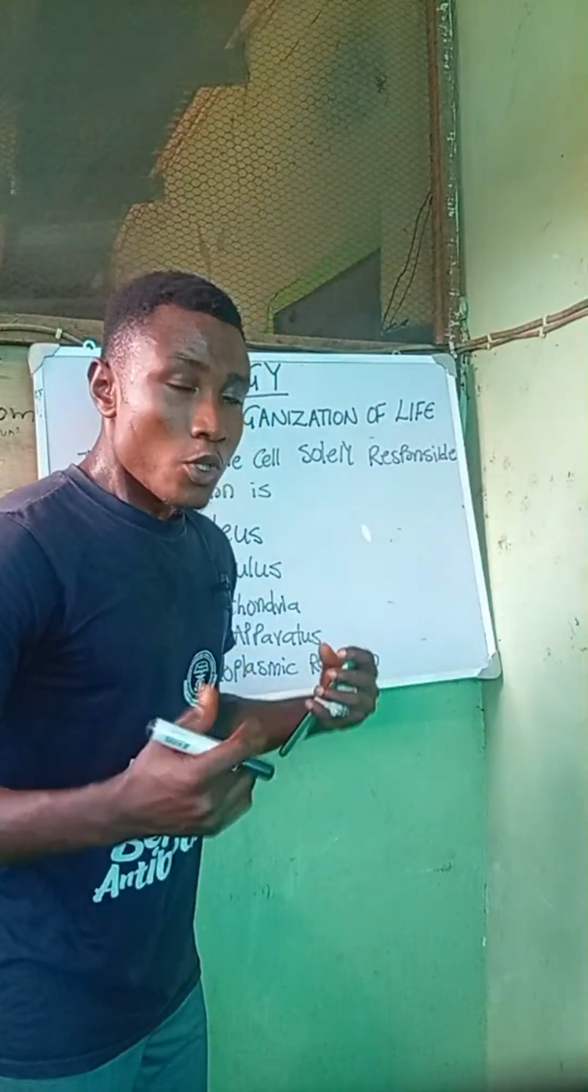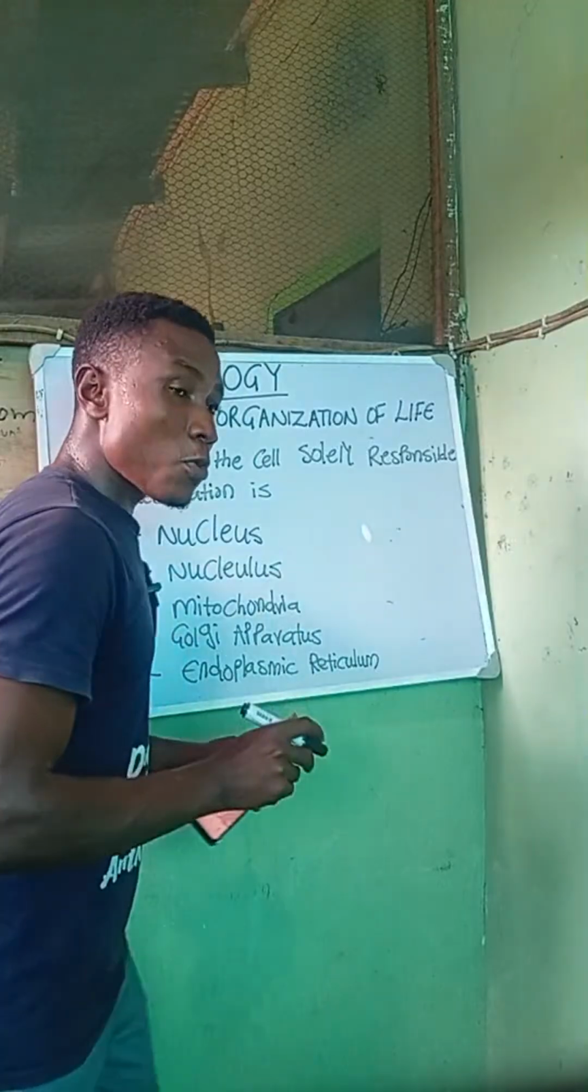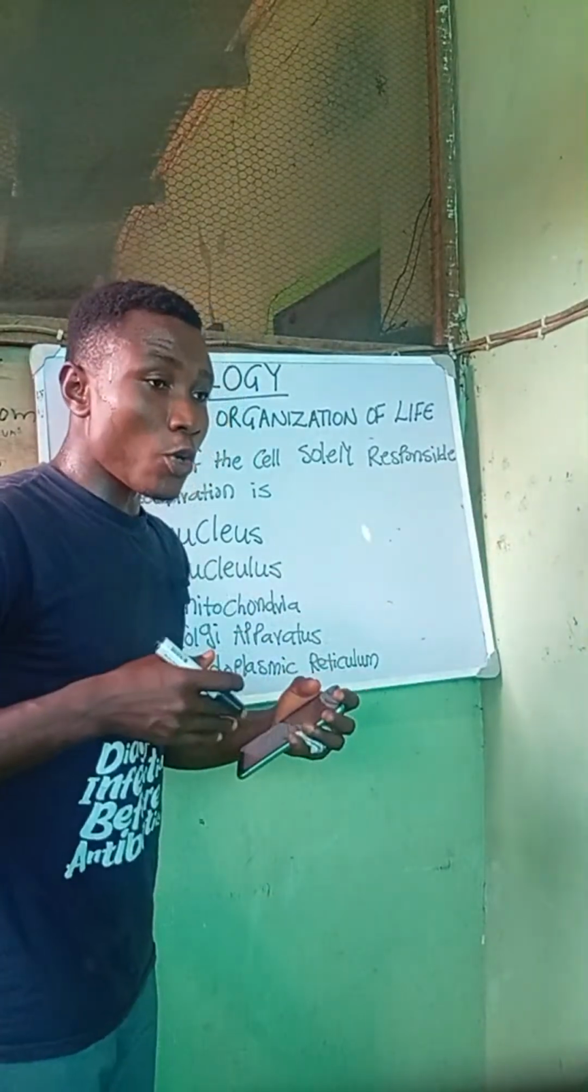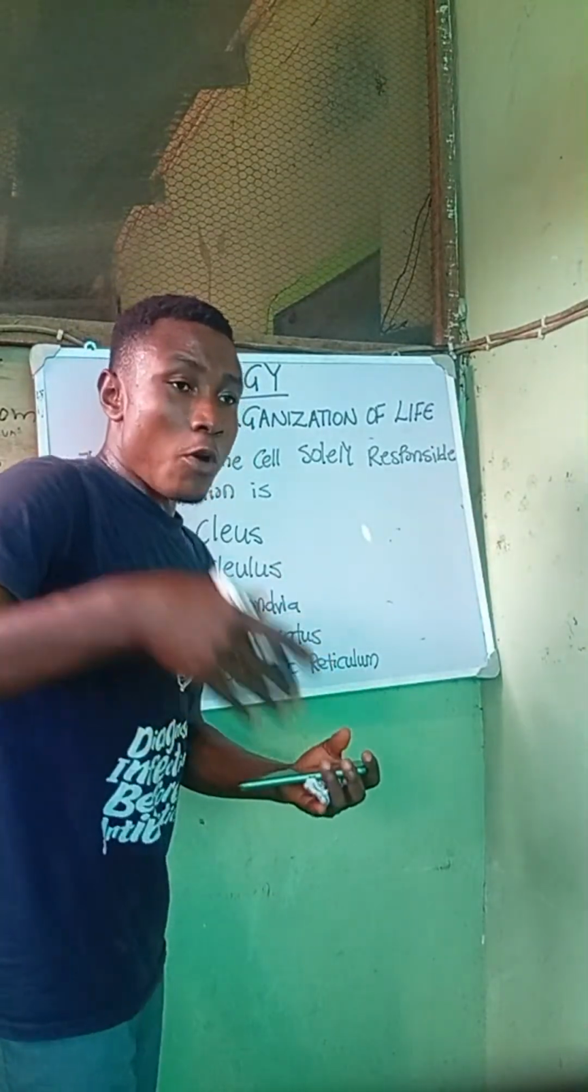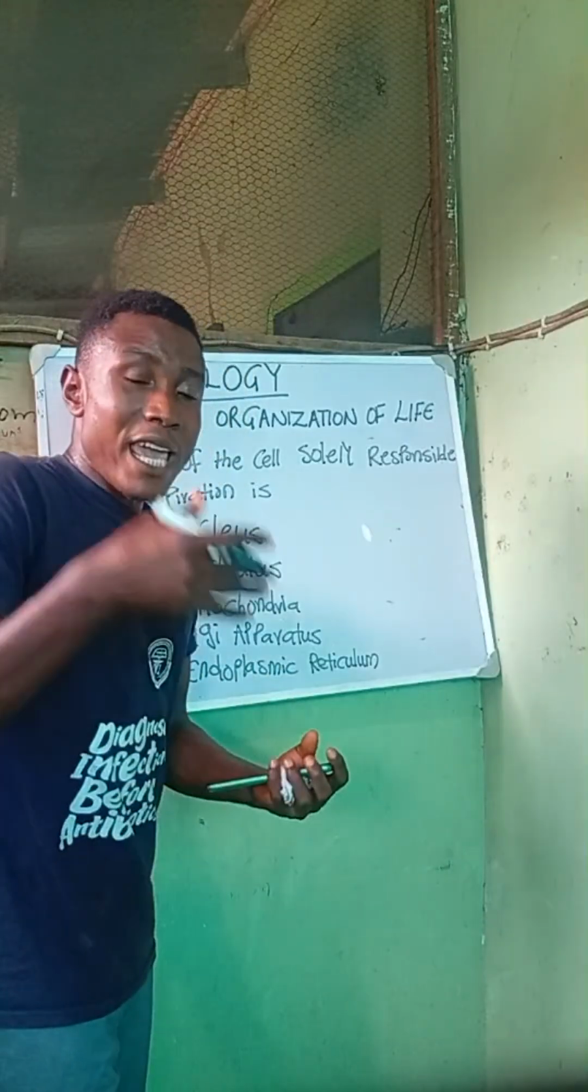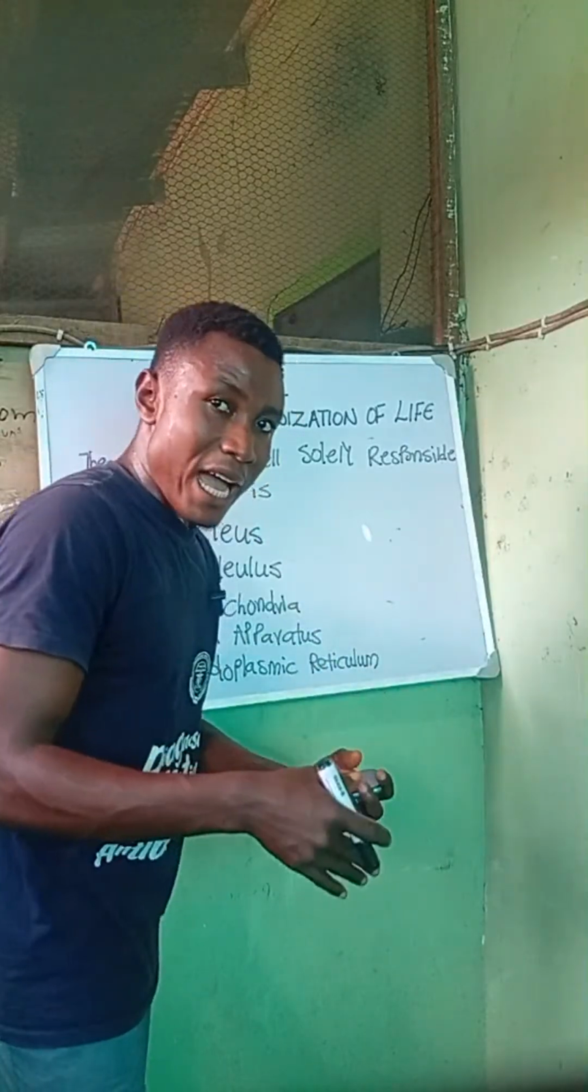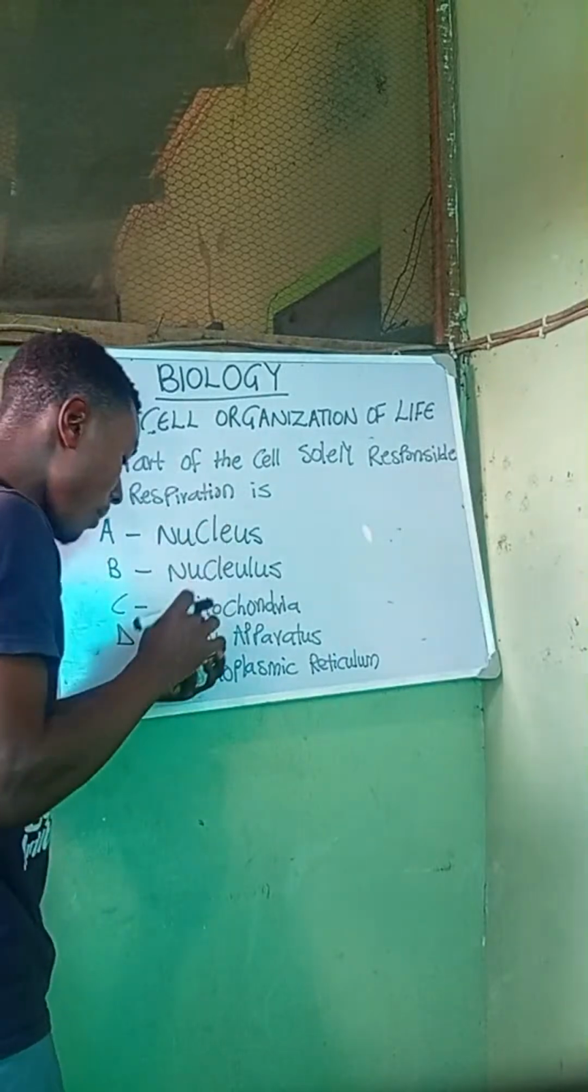Energy. So the mitochondria is known as the what? Powerhouse of the cell, which is also known as the energy cell supplier, or the body energy supplier. That is the function of the mitochondria. So let's talk about the nucleus.